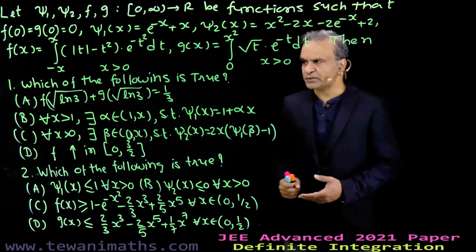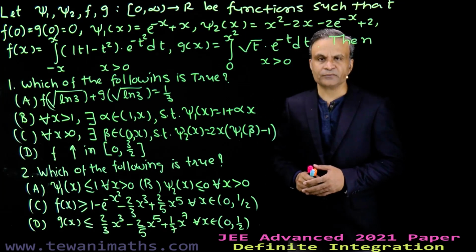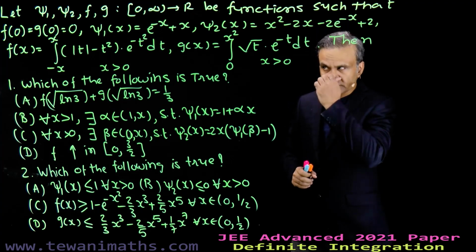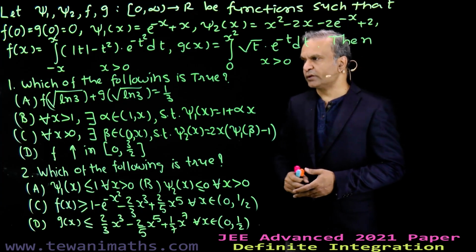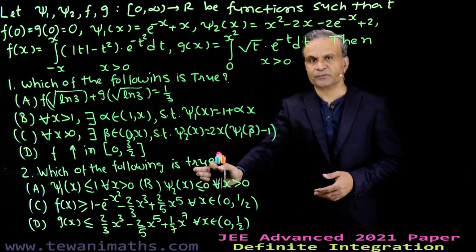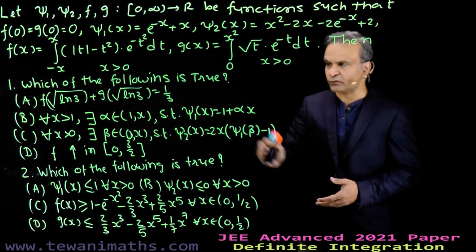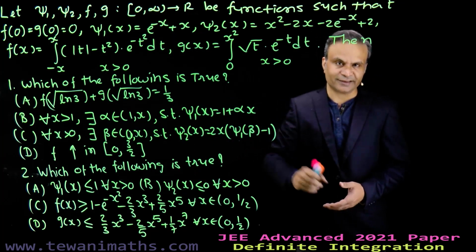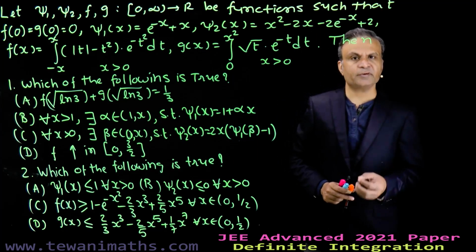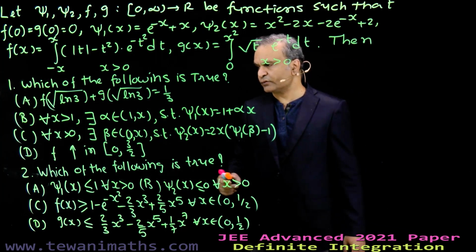Now we have two questions, and this is a nice way to form the question. We have two options for psi1 and psi2 in one question, and two options in the other question. And for functions f of x and g of x, we have two options in one question and two options in the other question. Let's first examine functions psi1 and psi2. We have two options in question 1.